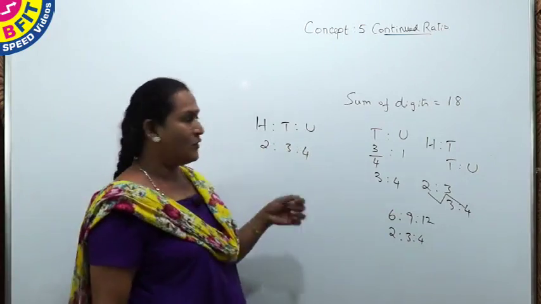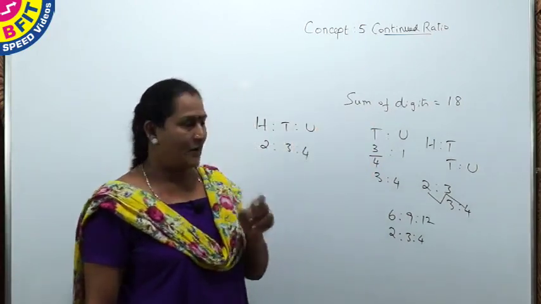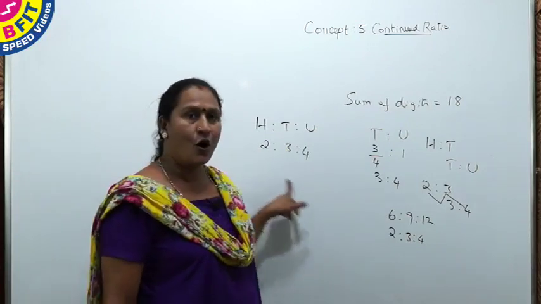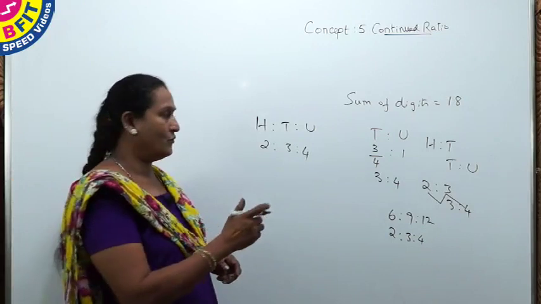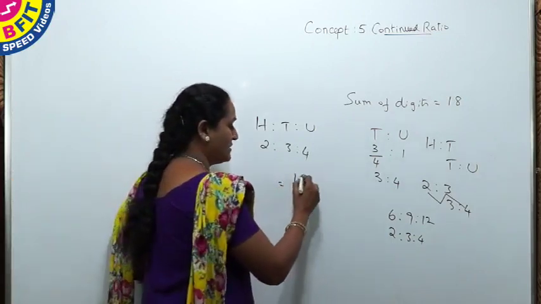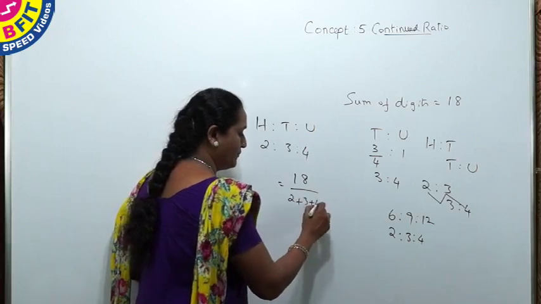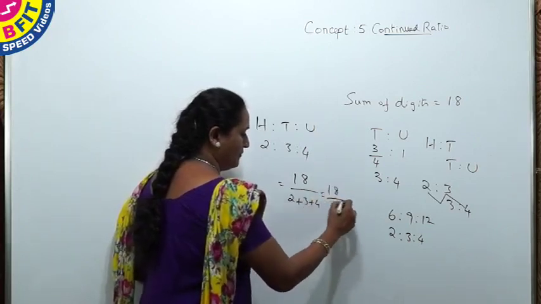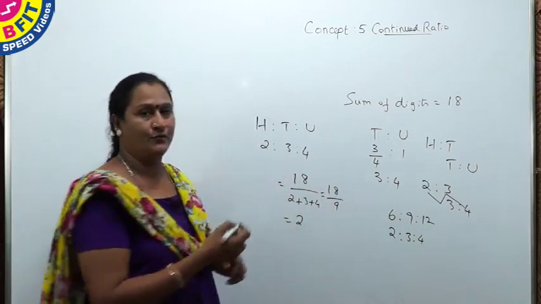And now what is the sum of all the digits given? So the sum of all digits is 18. So divide this 18 by the sum of all these parts, so we will get the value of one part. So the sum of digits is 18 and the sum of these parts of the ratio is 9. So we get the value of one part is 2.